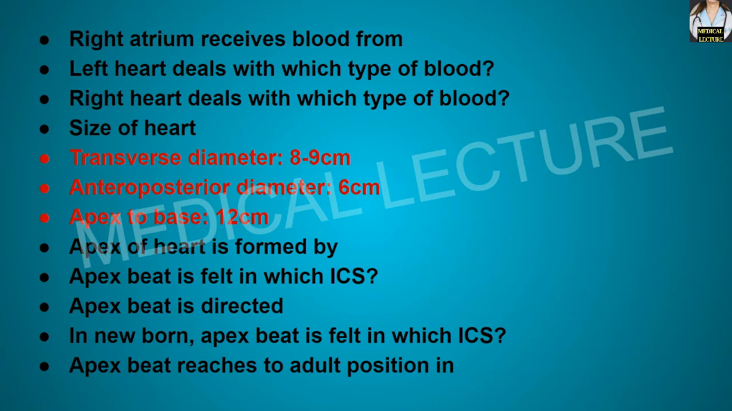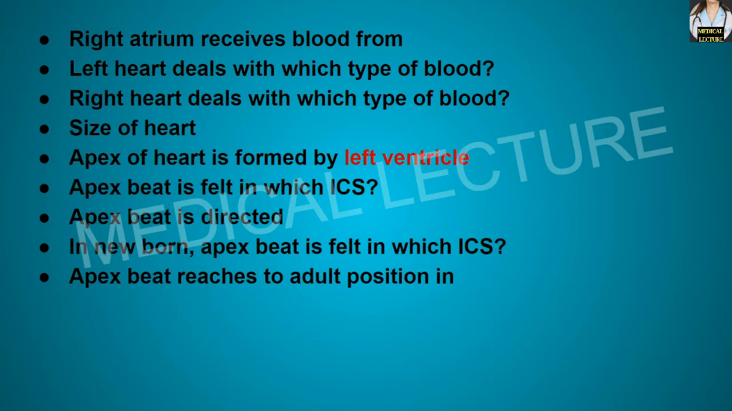Apex of the heart is formed by left ventricle. Apex beat is felt in which intercostal space? Fifth intercostal space on the left side. Okay, so over here the apex beat of the heart is felt. Apex beat is directed forward, downward and to the left. In the newborns, apex beat is felt in which intercostal space? In the left fourth intercostal space. Apex beat reaches the adult position in the second year of life.